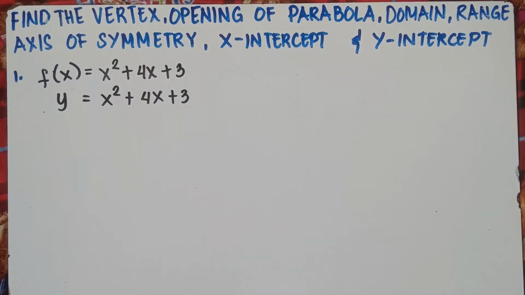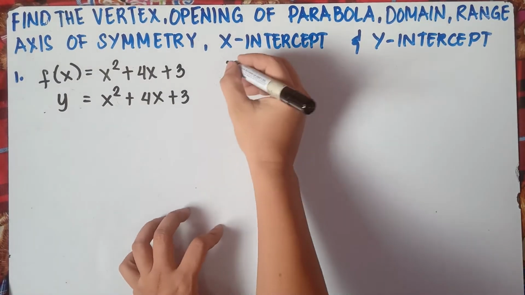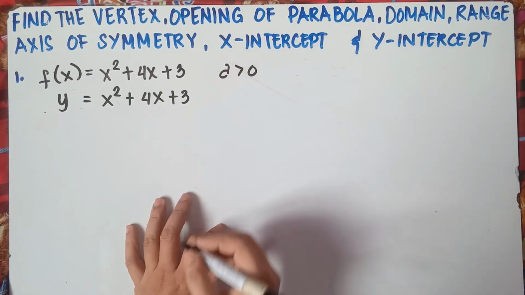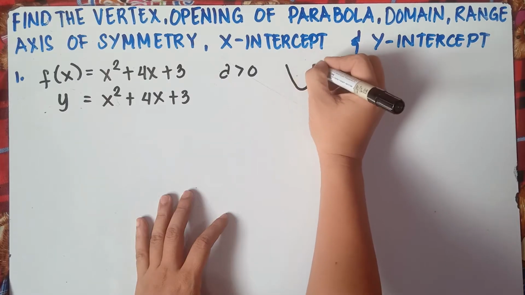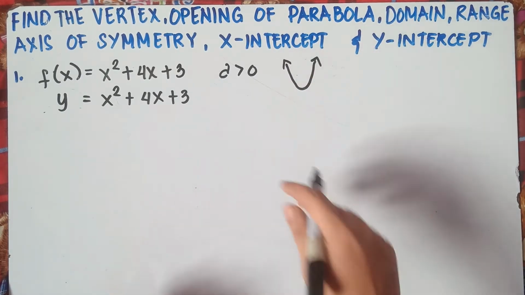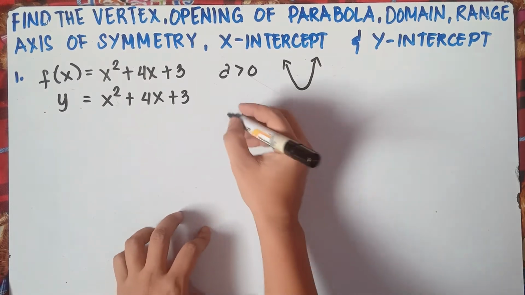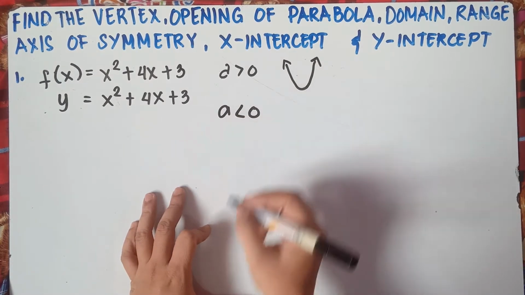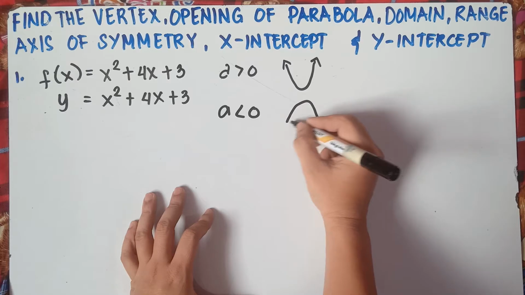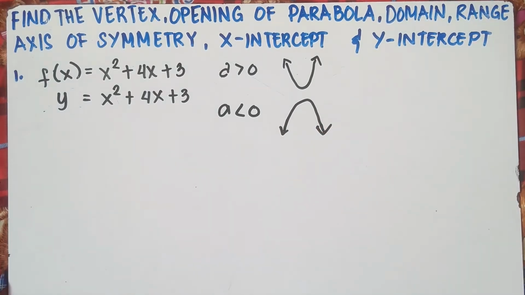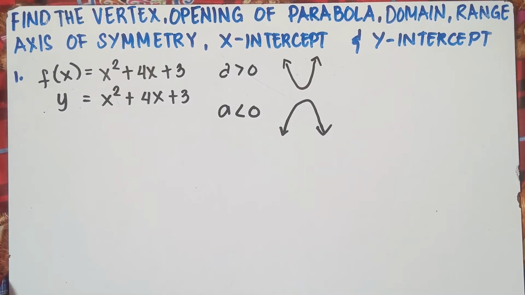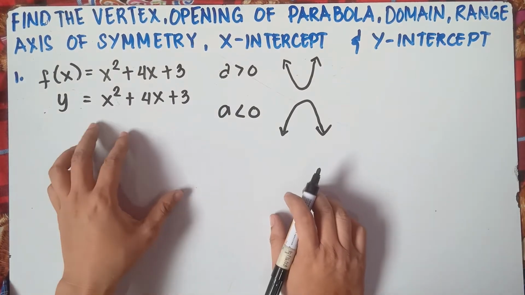Alright, let's start with the opening of the parabola. If your a is greater than 0, your parabola opens upward, so your graph will look like this. If a is less than 0, your parabola opens downward, so your graph will look like this. So you need to determine the value of a first to find the opening of the parabola. Do you still remember, class, how to get the value of a?